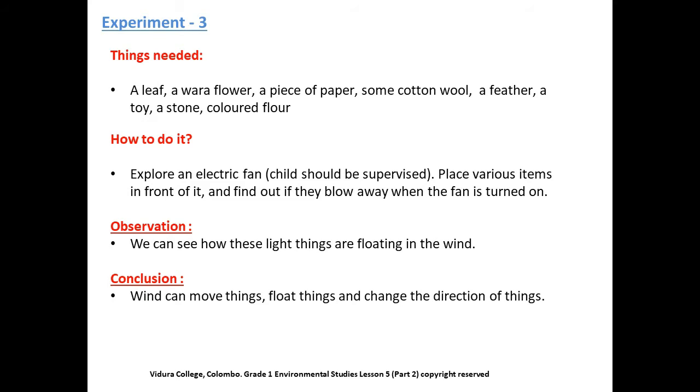What can you see, children? I hope you can see that only the light things are floating in the wind. What are the light things here? A toy or a stone? Am I correct? No. The light things here are a leaf, a vara flower, a piece of paper, the cotton wool and the feather. The colored flower is also a light thing.